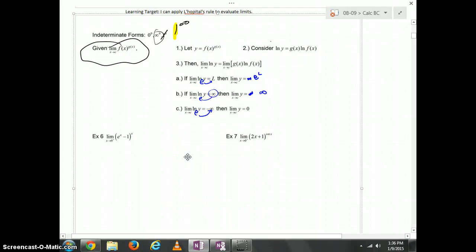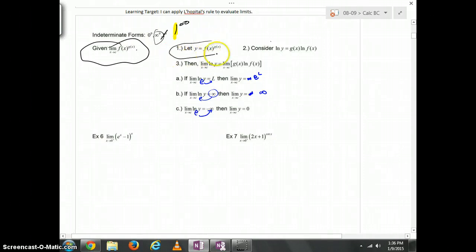Okay, continuing with 7.8 part 2, we're looking at these other indeterminate forms: 0 to the 0, infinity to the 0, 1 to the infinity. And the problem is, immediately, you can see we don't have a fraction of 0 over 0 or infinity over infinity. L'Hopital's rule requires that we need a fraction. So let's go through a three-step process to see what's got to happen.